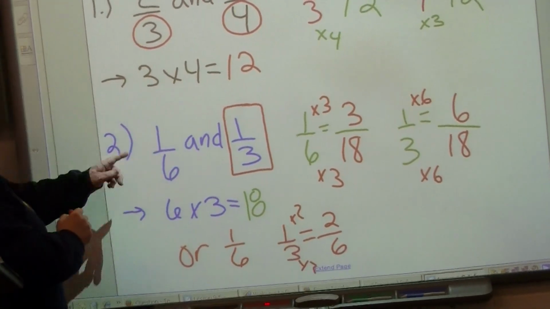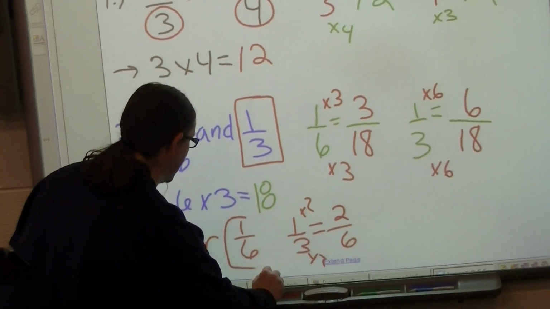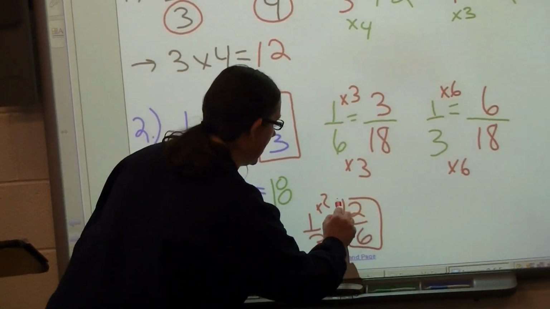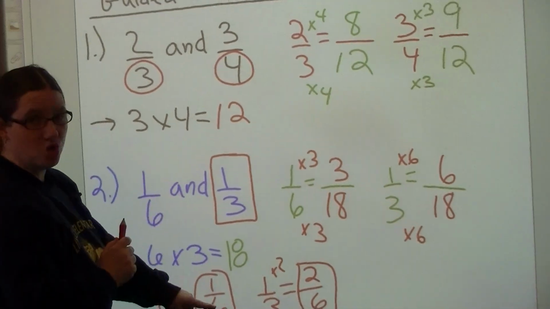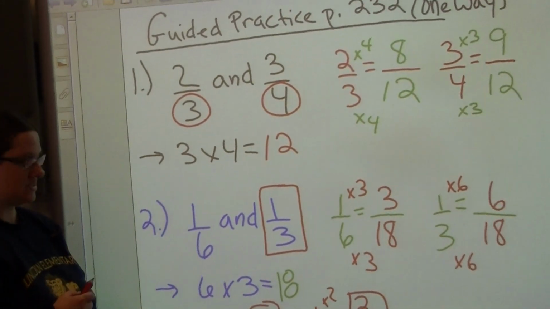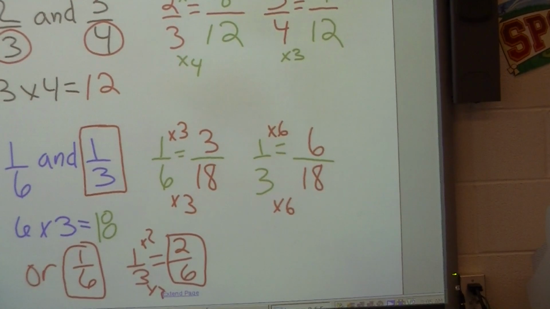So I could have just left 1/6 and changed this one to 2/6, and now they both still have a common denominator. So this one you could see there was 2 ways to do it. You had a choice. All right, good job. If you have any questions, please get them down.